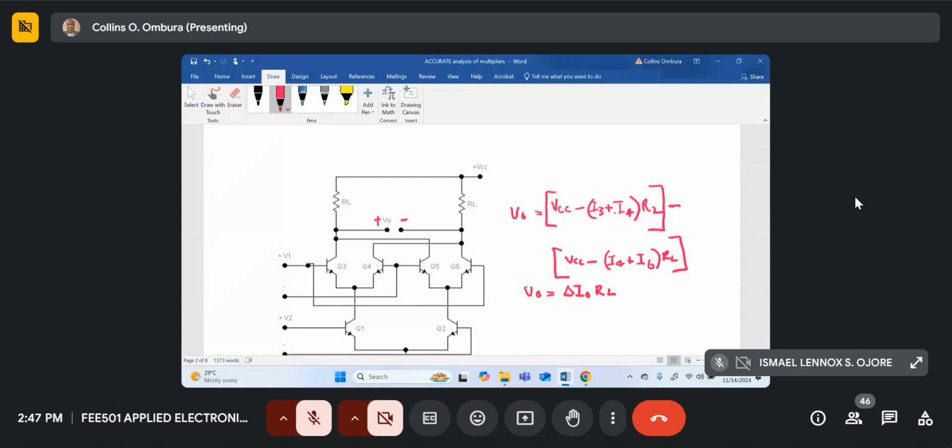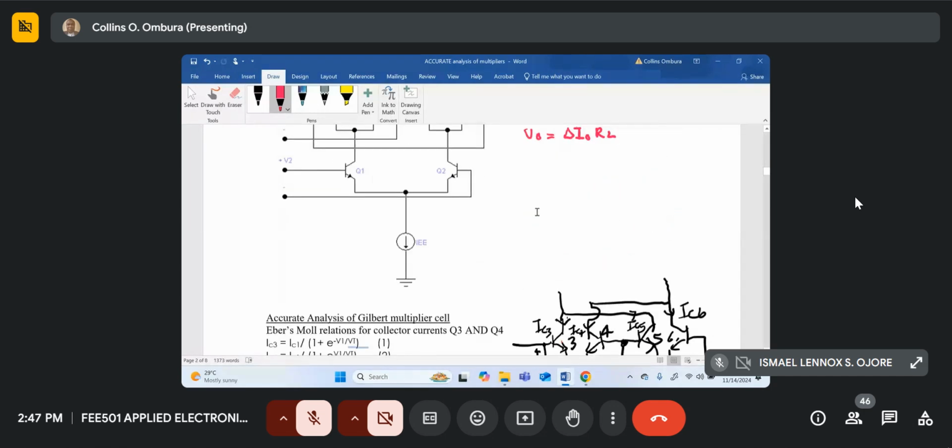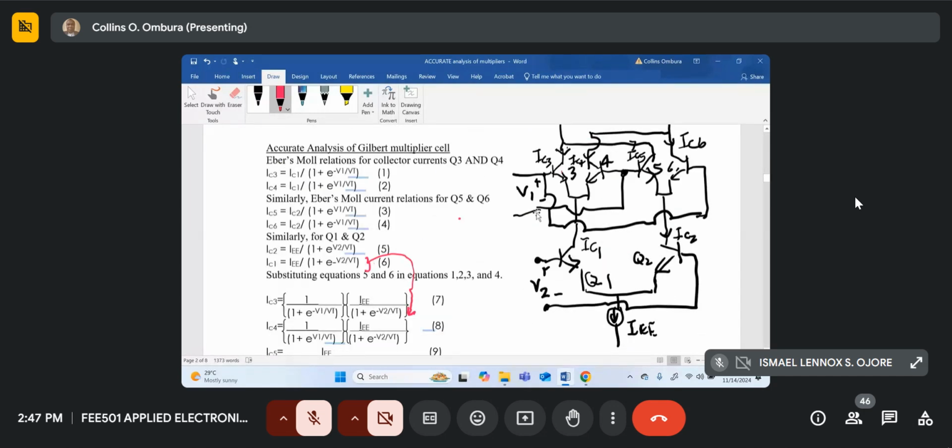I've done actually in the analysis. If you open these brackets, the VCCs will cancel, so you'll just get an equation in terms of the currents and RL. And I've done it, so there's no need for me to waste time doing that.